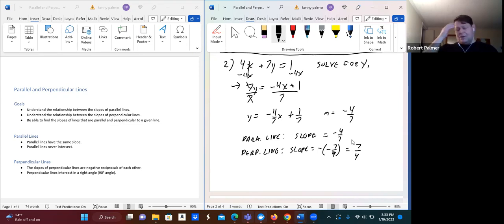And also one thing to keep in mind as well, most lines you come across are not going to be parallel or perpendicular. In most cases, they're going to be neither. But this is something useful to understand.